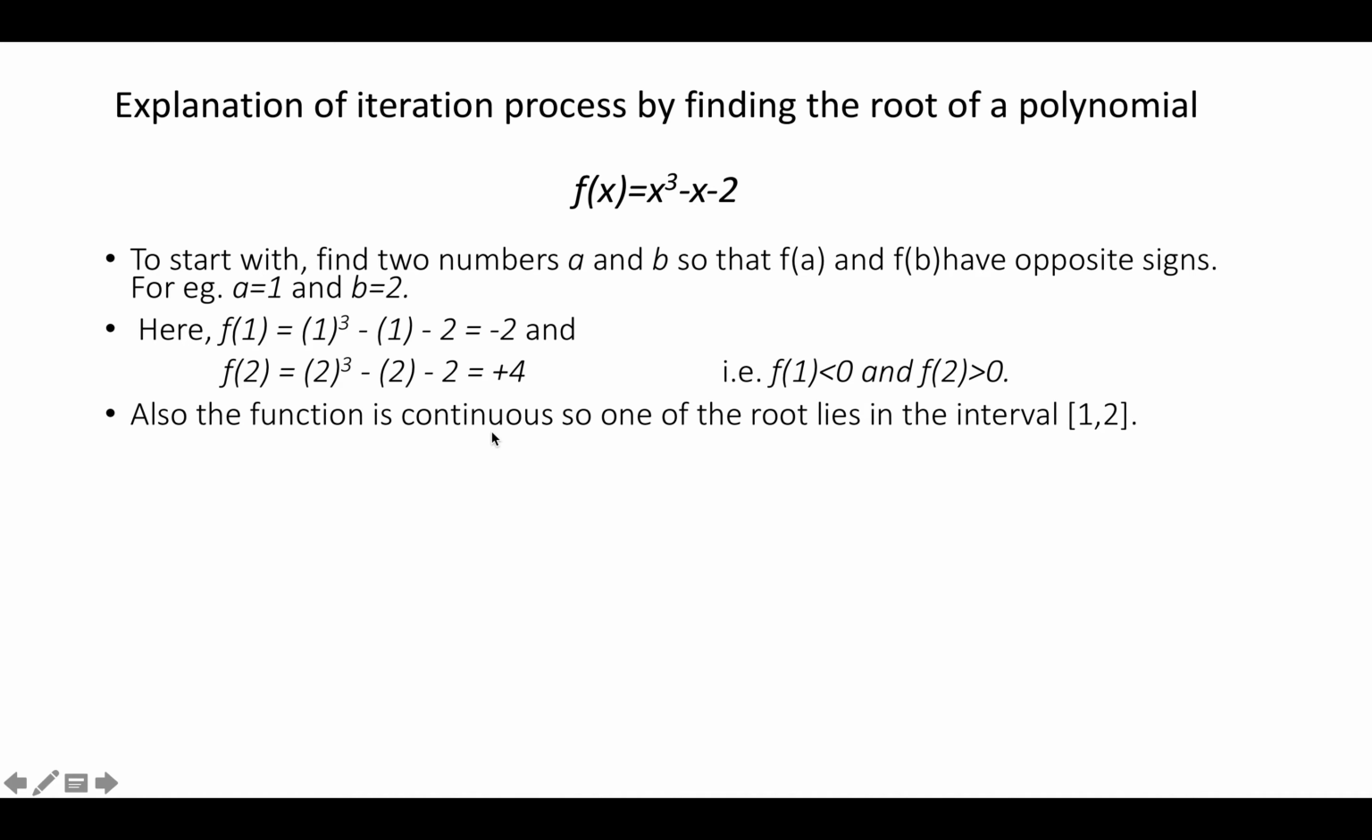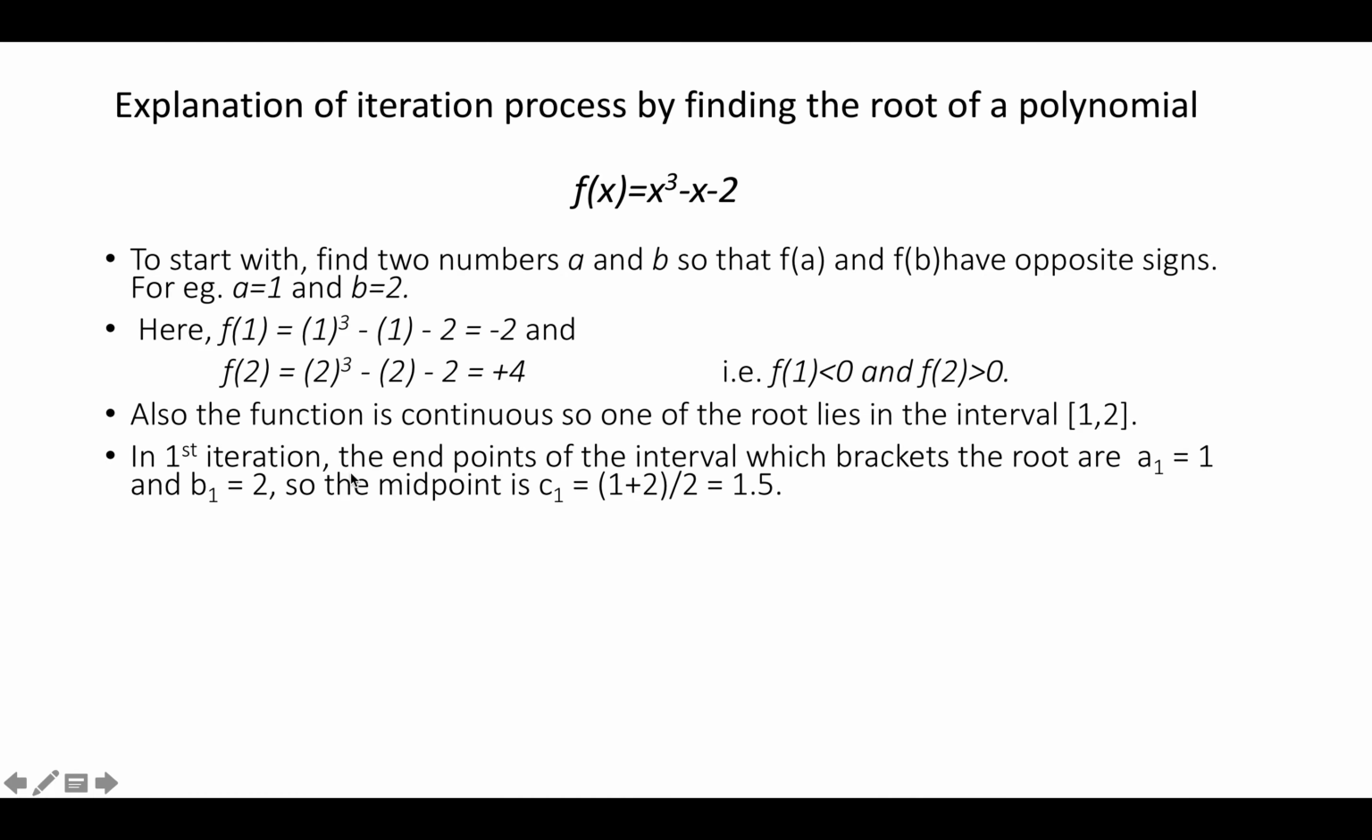Also the function is continuous. Okay, so there is no singularity in between the interval 1 and 2. So one of the roots lies in the interval for sure. In the first iteration, the endpoints of the interval which brackets the root are a1 equal to 1 and b1 equal to 2. So now we give the notation to the interval.